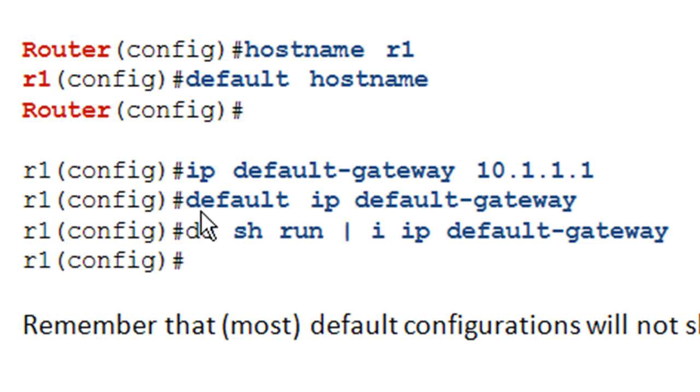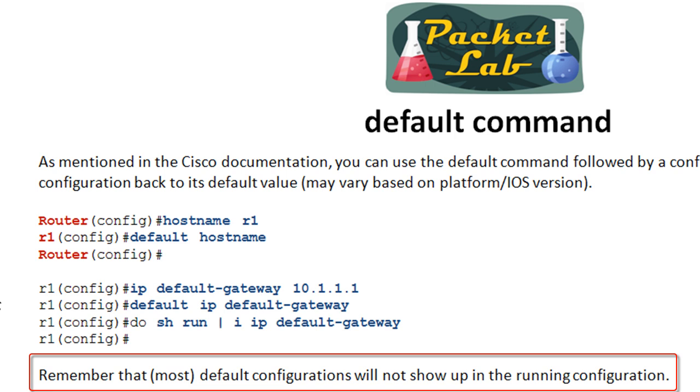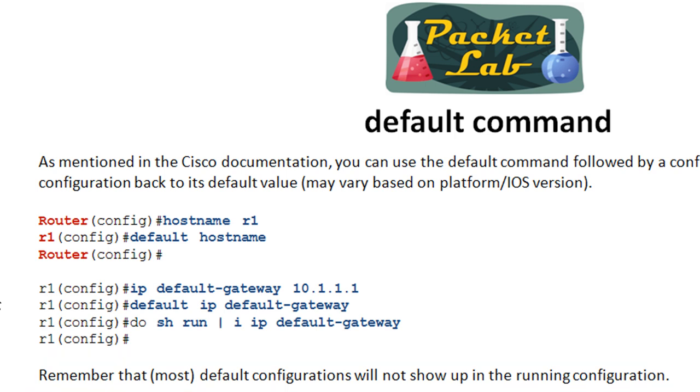So anyways, we issue default and then IP default gateway. We don't have to put in the whole configuration there. Hit enter, and now we do a show run and include IP default gateway. There's nothing there. That's one of the downsides of working with default configurations, is that most, not all, and it varies by platform and iOS version, but most default configurations do not show up in the running configuration. So when you go ahead and take a look for this configuration line, it's gone.